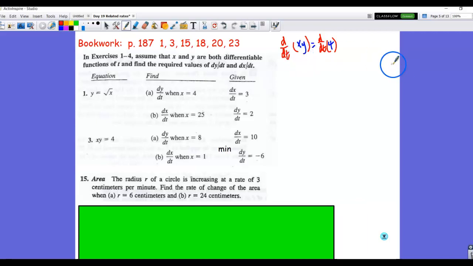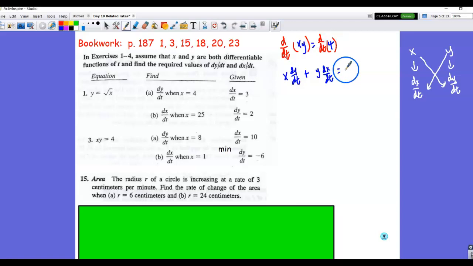So here we go, product. I'll do that over here on the side because that's kind of a habit I have with you guys. So here's the first factor, the second factor. The derivative of x with respect to time is dx/dt, and the derivative of y with respect to time is dy/dt. So we have the first times the derivative of the second, plus the second times the derivative of the first. So that'll give us back over here, x dy/dt plus, product rule, y dx/dt, and then on the right-hand side the derivative of 4 is still 0. The derivative of the constant is 0.